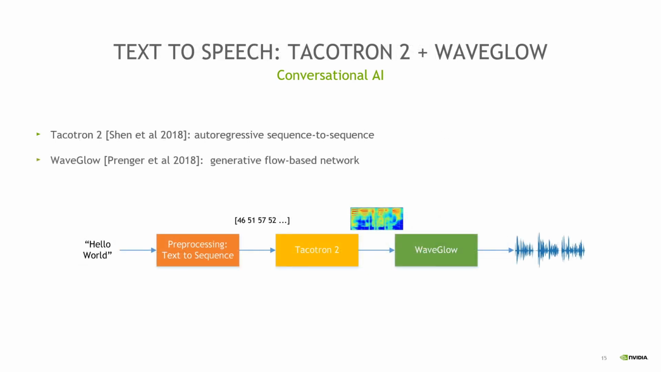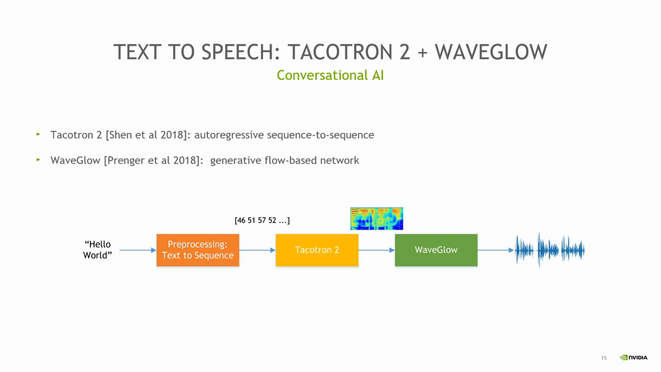Finally, we have the text-to-speech system, which consists of Tacotron 2 and Waveglow models. Tacotron 2 is an autoregressive sequence-to-sequence model. Autoregressive means that the model feeds on its output, and it consumes a variable size input and produces a variable size output.